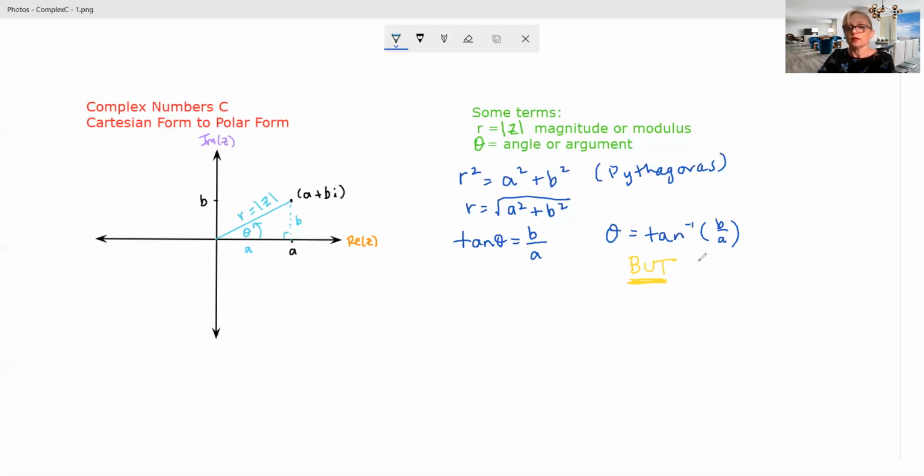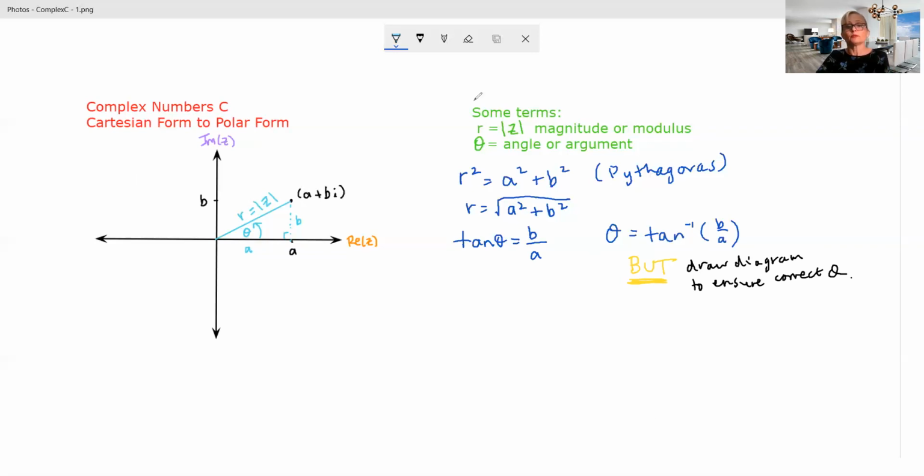So how could we put this? Draw a diagram to ensure correct quadrant. All right, we should always have a little sketch just to make sure that we're doing the correct thing.